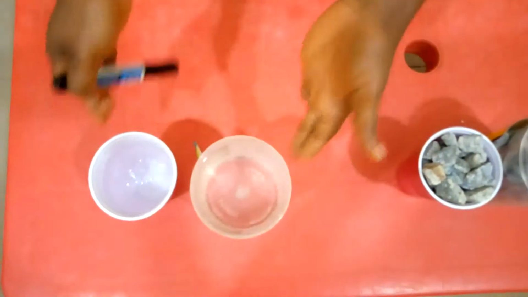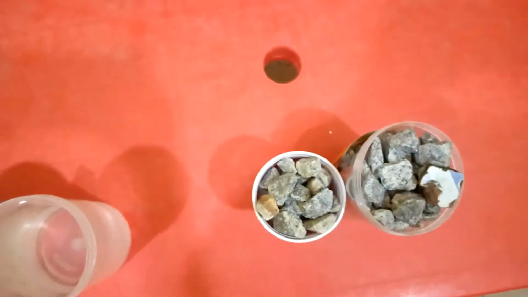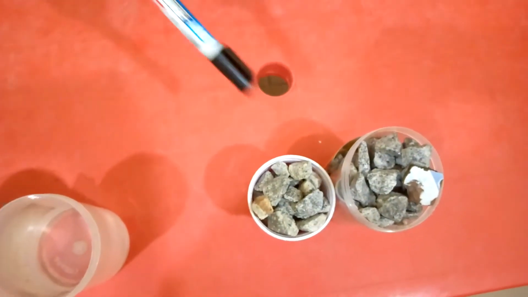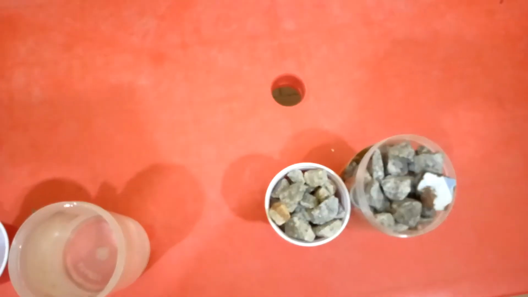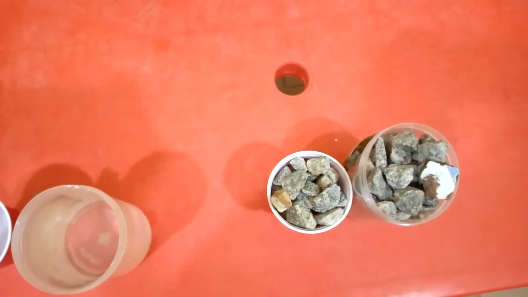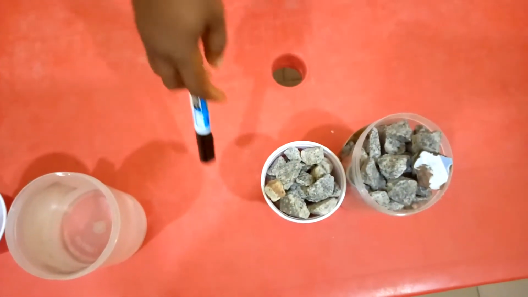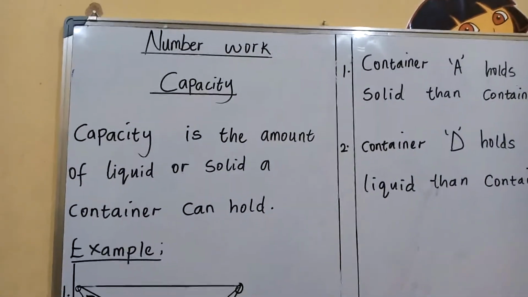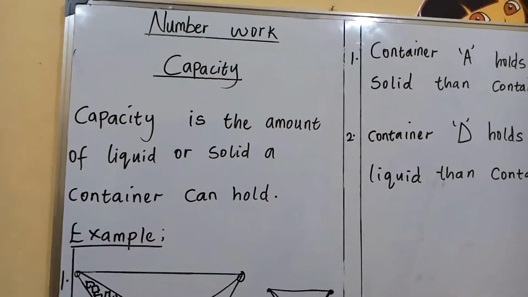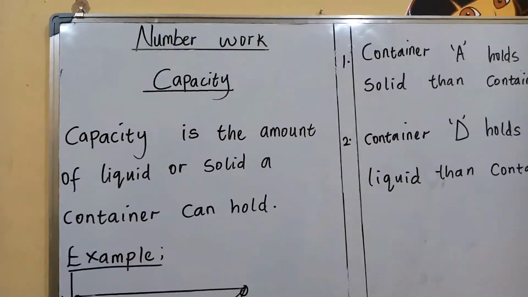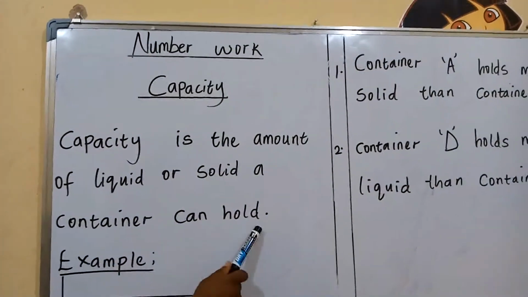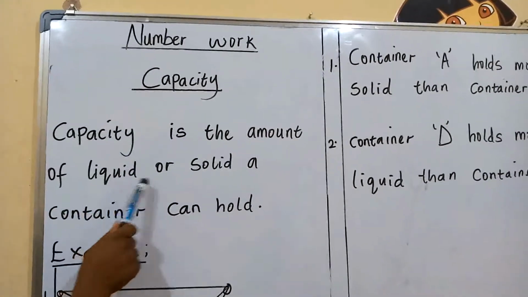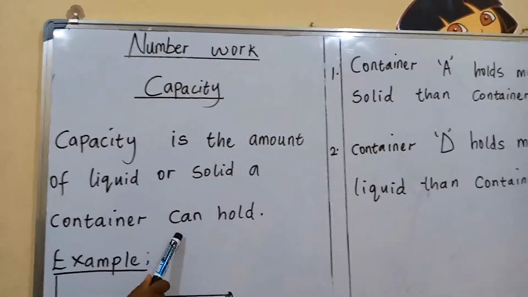Now, this is your liquid and this is your solid. When we talk about solid, your stone is in the form of solid. Stone. And this marker too is solid. Now you can understand the difference between liquid and solid. On the board, we have a note, so let's go through it together. Remember, capacity is the amount of liquid or solid a container can hold.